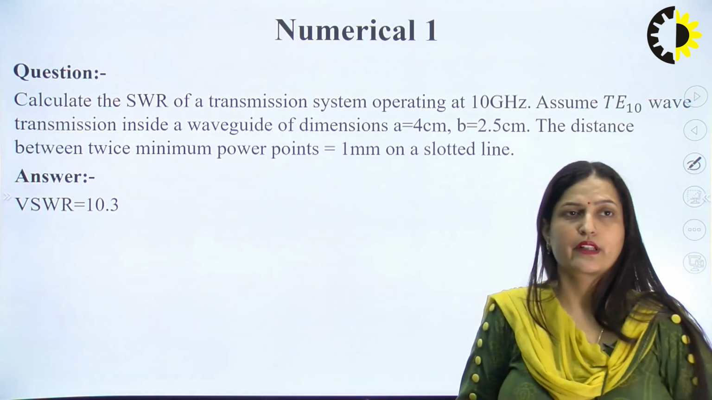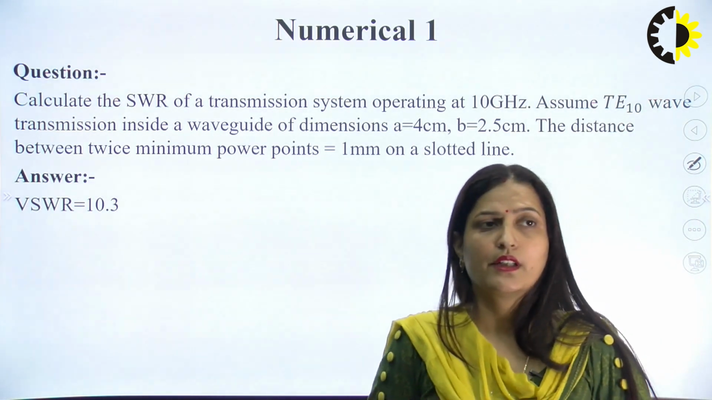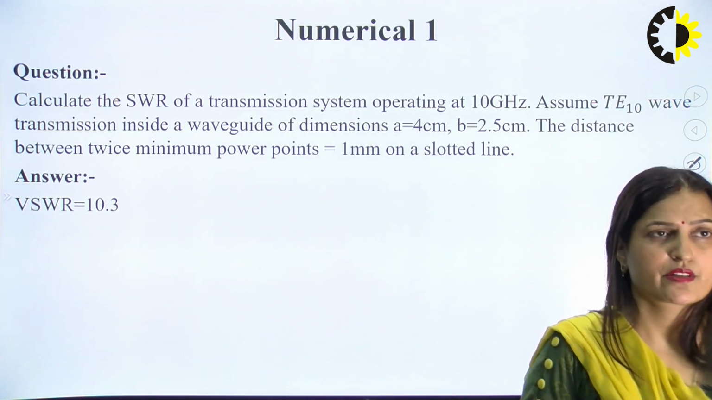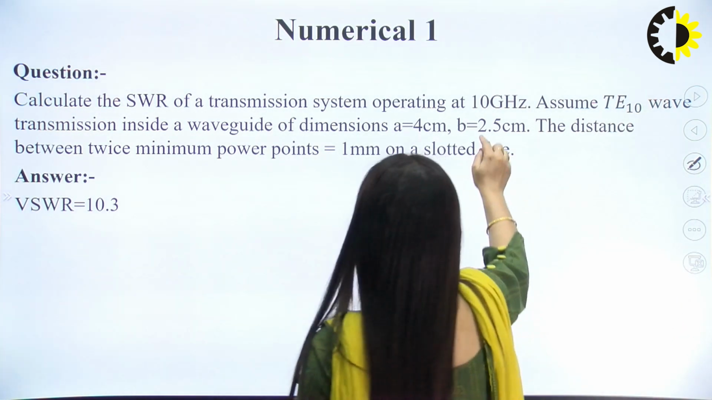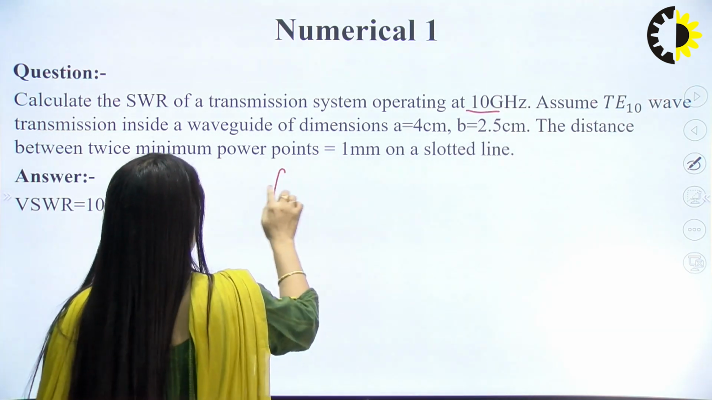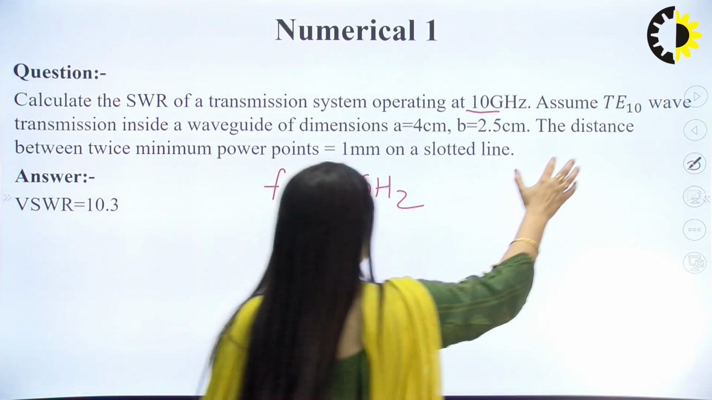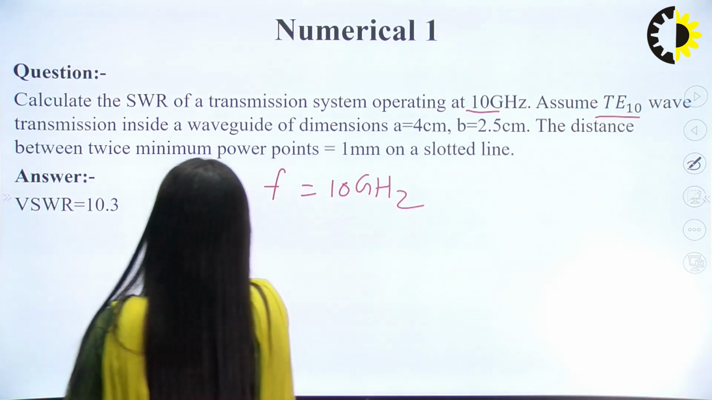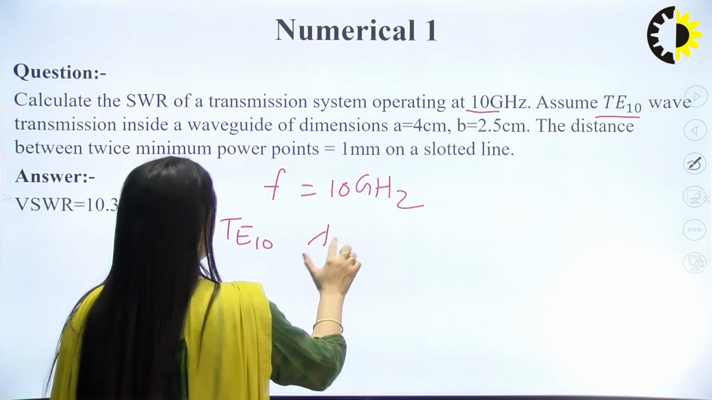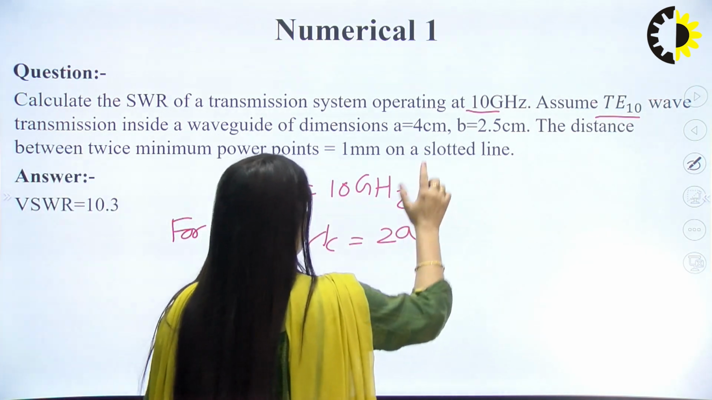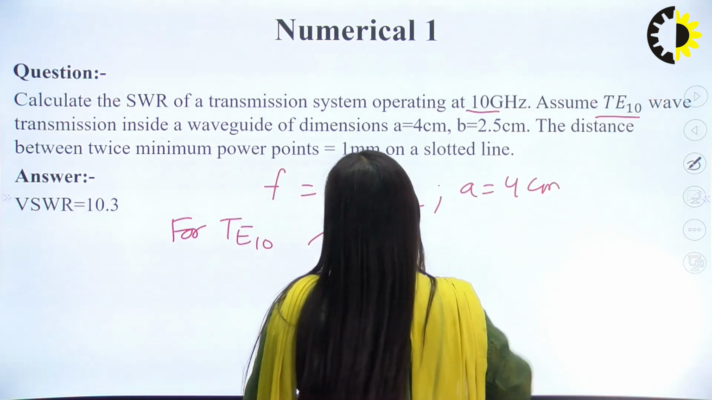Calculate the SWR of a transmission system operating at 10 GHz, assume TE10 wave transmission inside a waveguide, dimensions are given, the distance between twice minimum. So here what is given, first is your F. So F is equal to 10 gigahertz. Next, assume the TE10 mode. So for TE10 mode, your lambda C is equal to twice of A, and A is given as 4 centimeter, right?